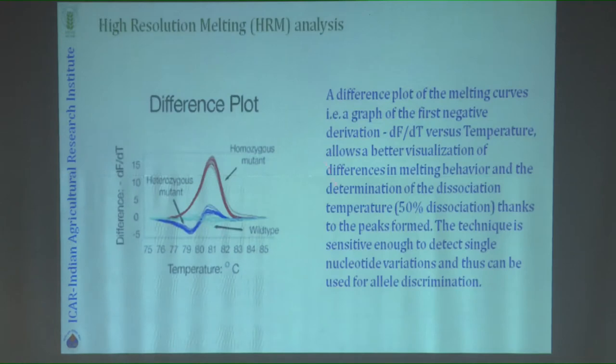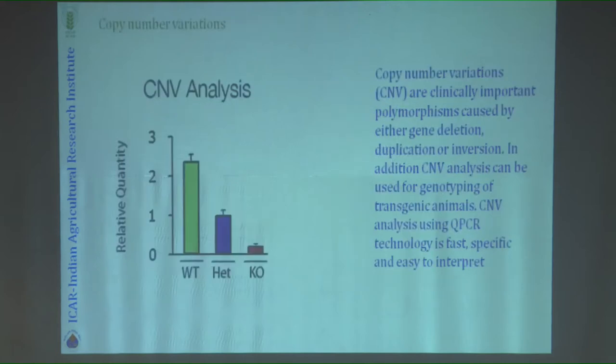So we use a difference plot technique, in terms of fluorescence versus temperature, and that will give you the status of the mutant or the wild type. All those you could do by using qPCR.